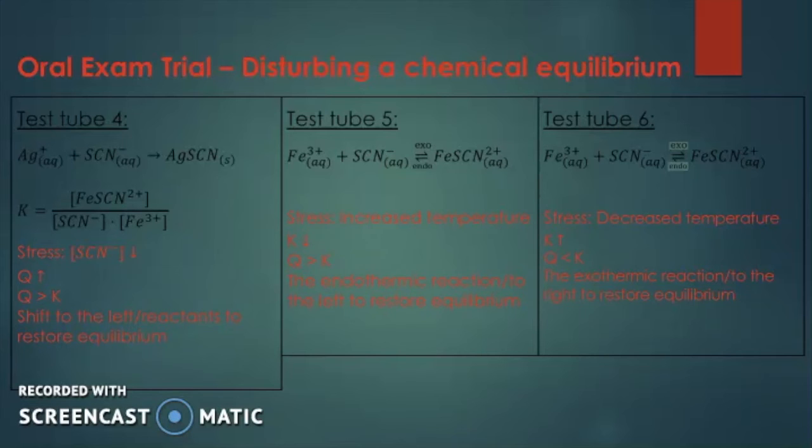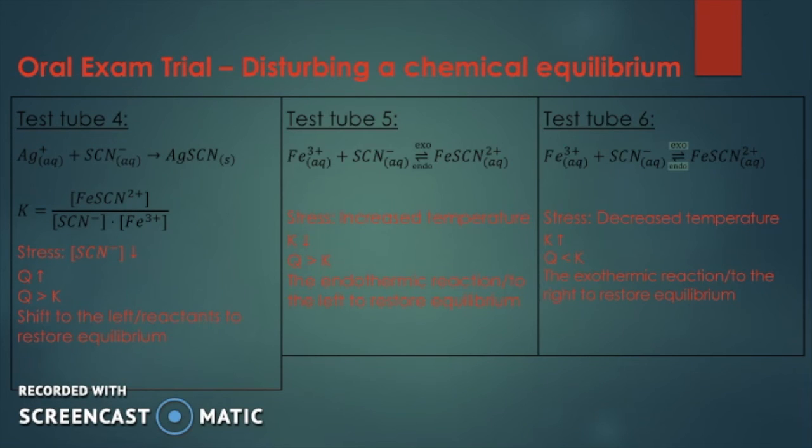So now I look at test tube 5 and 6. In test tube 5 we increased the temperature of the solution, and in test tube 6 we decreased the temperature. The reaction is endothermic to the left and exothermic to the right. So when the solution's temperature was increased, the endothermic reaction will take place more often to restore chemical equilibrium, which is the reaction to the left. And when the solution's temperature was decreased, the exothermic reaction will take place more often to restore chemical equilibrium, which is the reaction to the right.